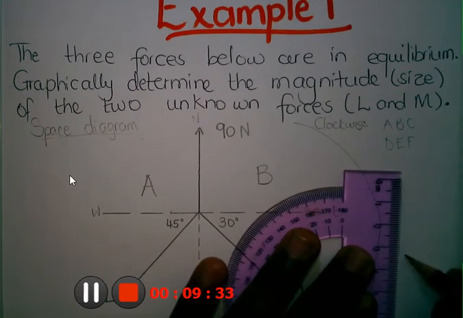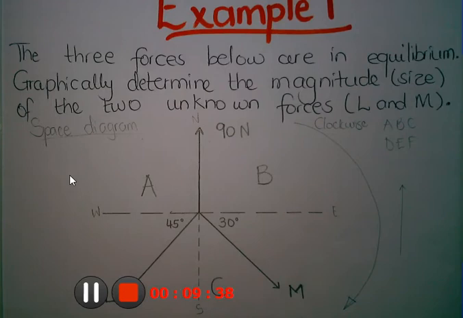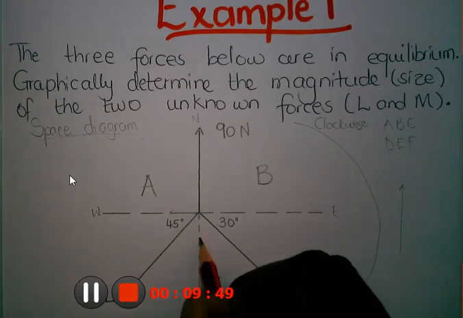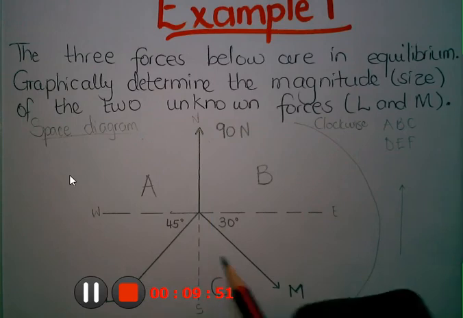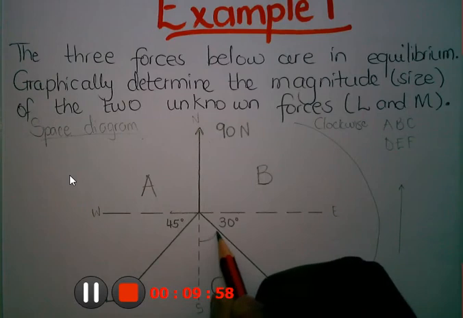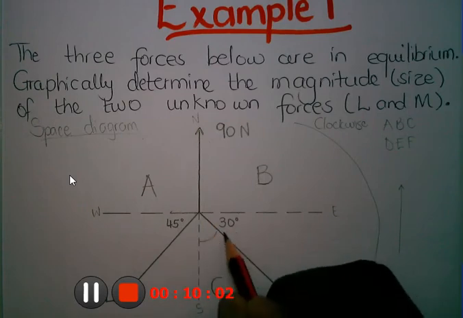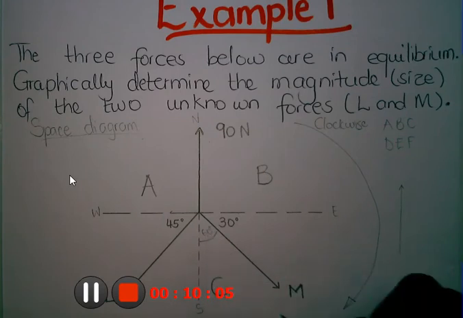That is the 90 Newton force, and it faces up. The next force you are going to bring in is M, that you are going to draw. Now you need to determine what is the angle between 90 and M? If you bring 90 down, what is the size of that angle? This is 30, and then the angle here is 90, so 90 minus 30 will give us 60 degrees.